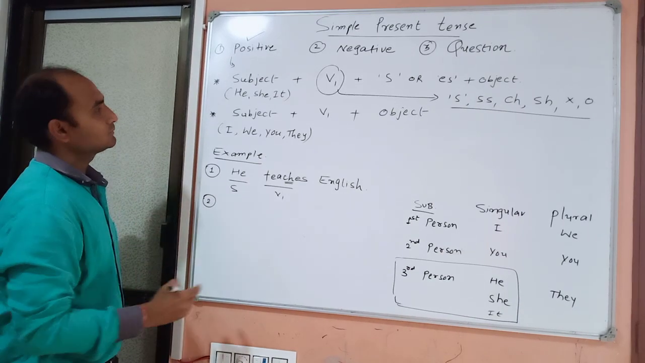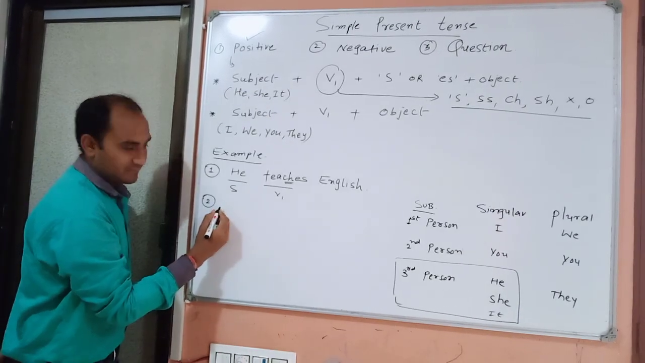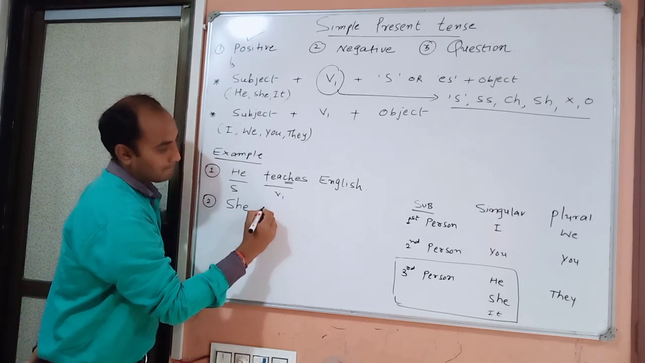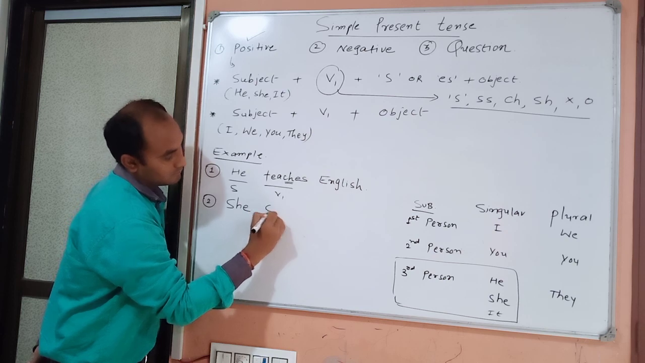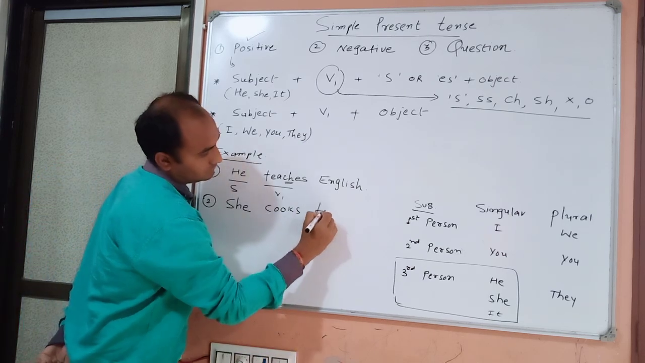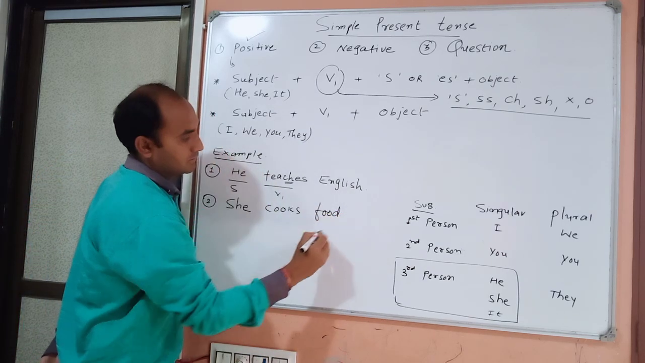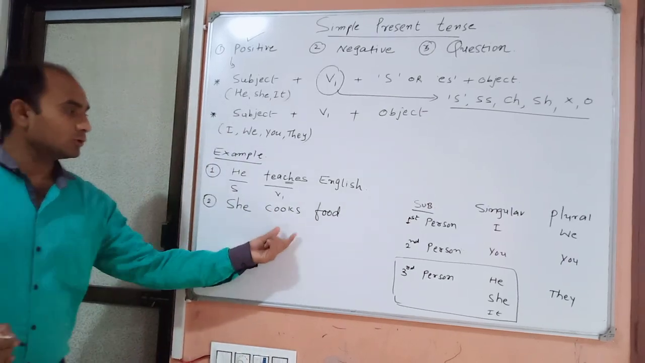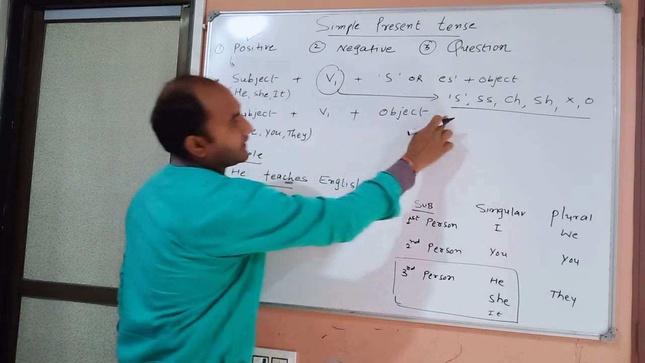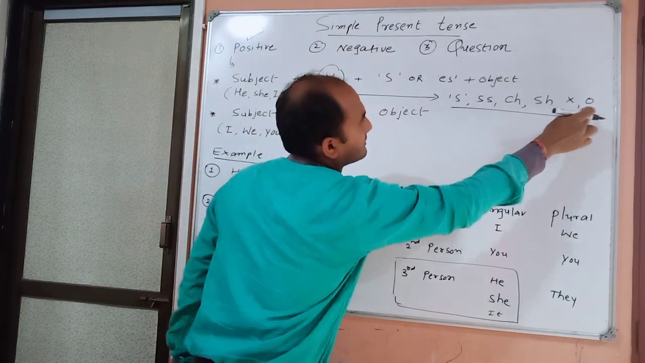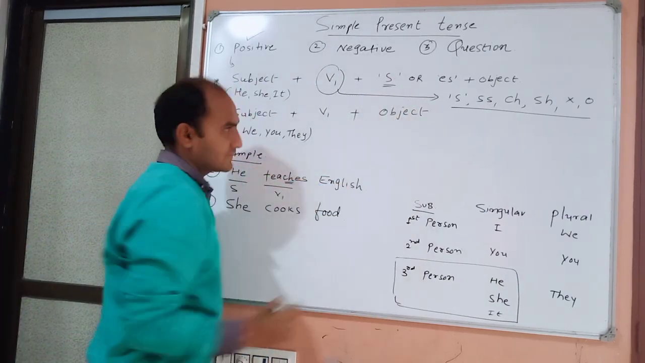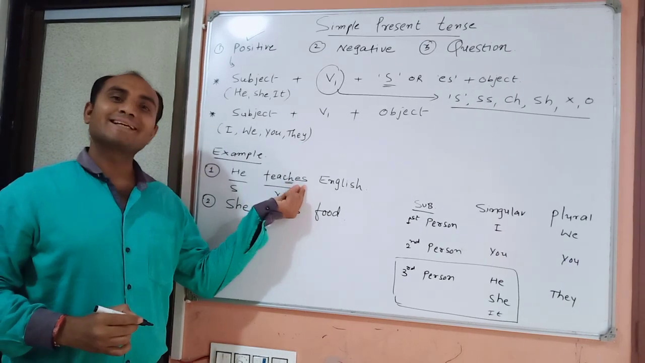Number 2, she cook food. She cooks food. Here you are observing that S, double S, CH, SH, X, O, this letter is not given, that's why directly we will put S and remaining we will use ES.